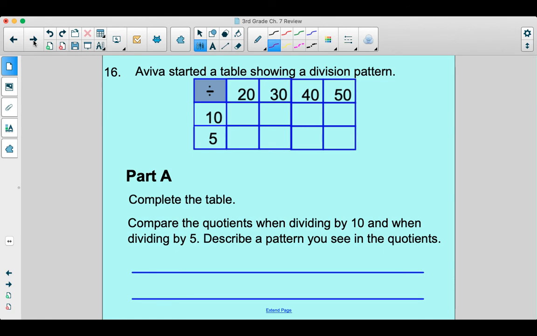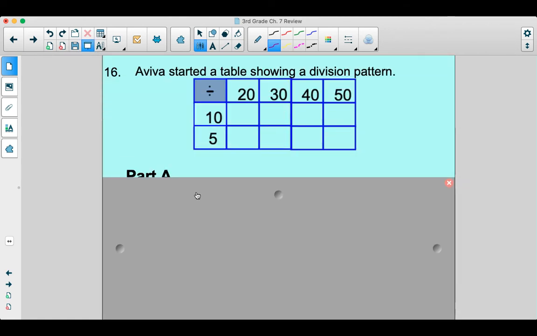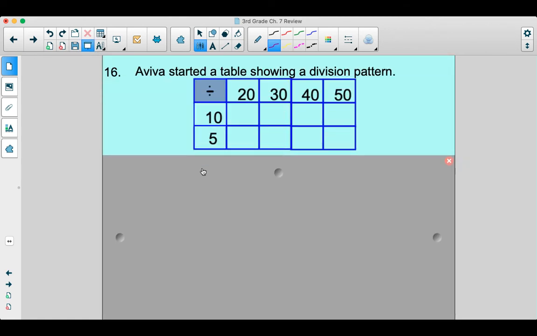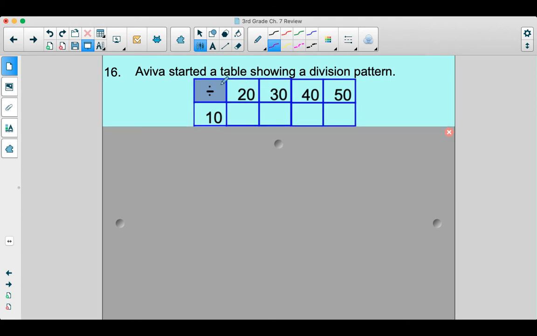All right. Next up, we've got another one of these little charts. Let's look at it first. Aviva started a table showing a division pattern. I think it's going to be kind of like the last one. 20 divided by 10 makes what? You probably know this one. 20 divided by 10 makes 2. 30 divided by 10 makes 3. 40 divided by 10 makes 4. 50 divided by 10 makes 5.